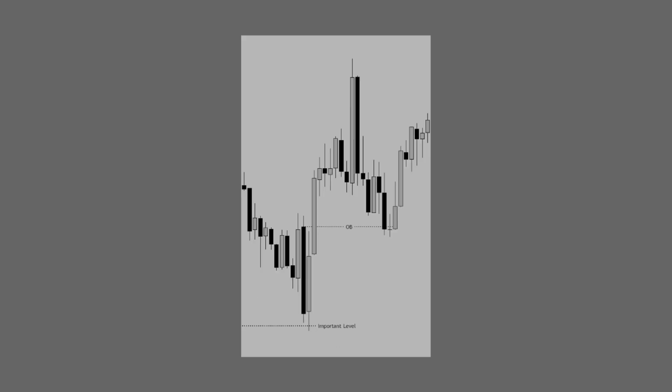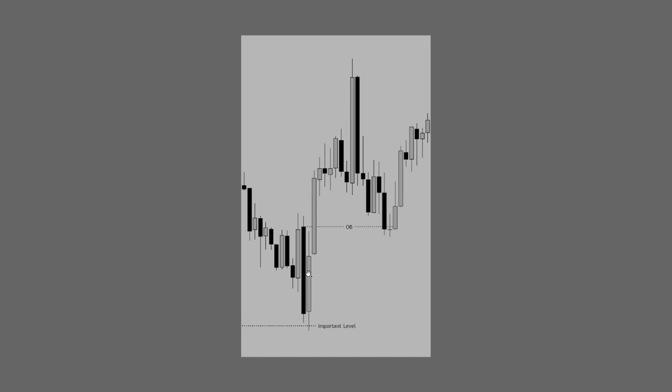Now let's show an example of this in the charts. This is only a two-page PDF because I do most of my teaching on the charts. So after we understand what an order block looks like, we'll go on charts. Now, do you see this up move? Look before it, the last down candle.